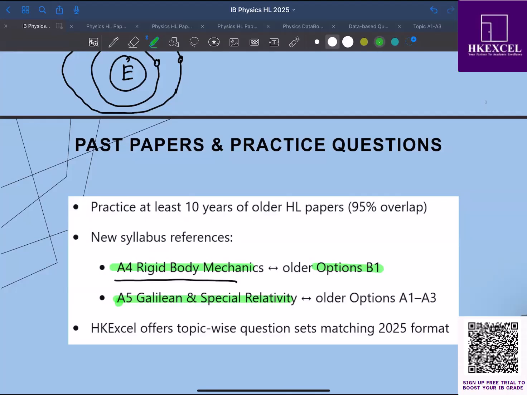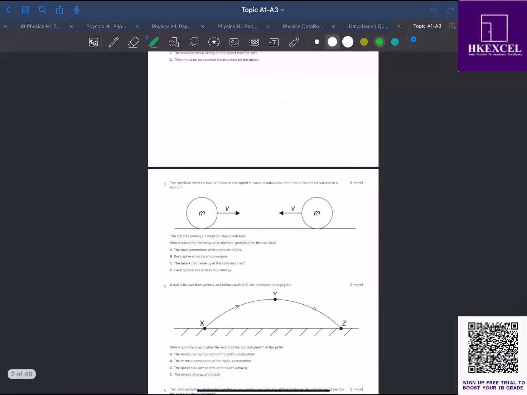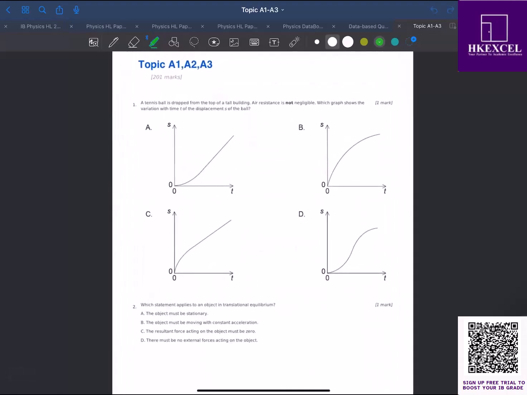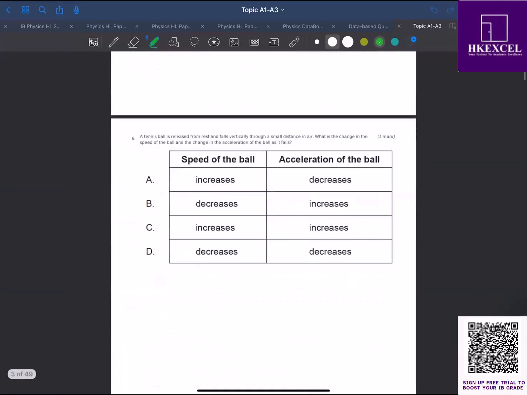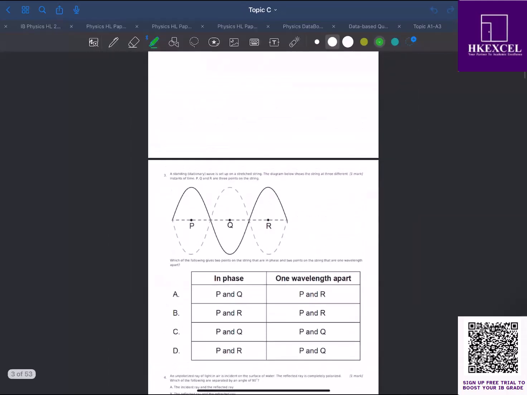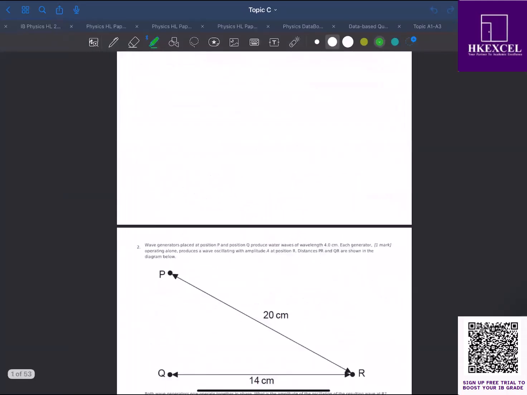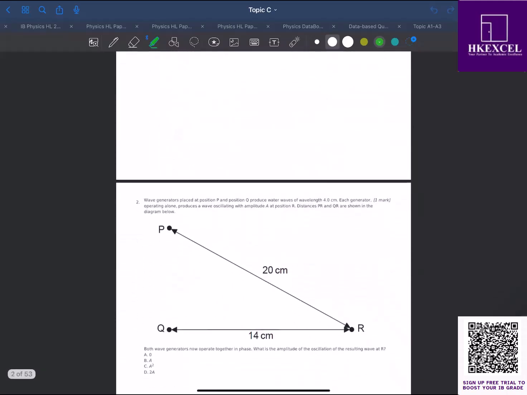Okay. Now, of course, we have topic-wise set questions as well that match the 2025 format. As I have shown here, we have questions. Let's say this is on topic A1, A2, A3. We have sets of question banks or question sets here. And then we have multiple for other topics as well. This one is about set C, topic C, which is about waves.